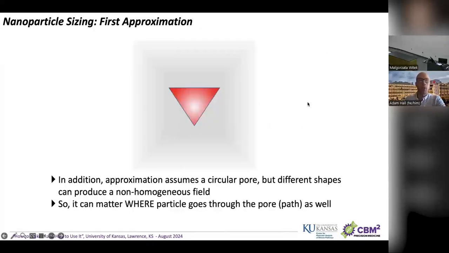Also, I mentioned it's assuming a perfectly circular pore. If you have different shapes of pores, which typically happens in the type of devices that we're talking about in this workshop, that field can be non-homogeneous. That means it actually depends on where the molecule passes through. Is it in the center of this shape or over in the corner where the field is much stronger? That's going to determine a lot about the signal that you get out of it. So as you can see, it's already getting more complicated than this simple hole structure.